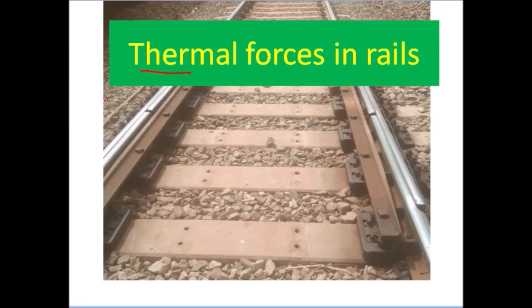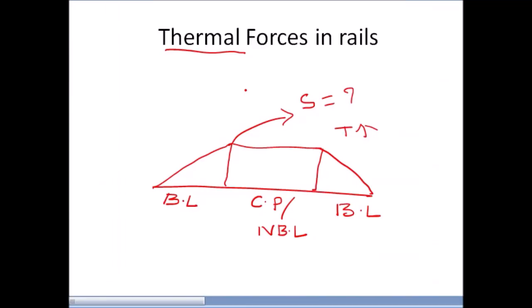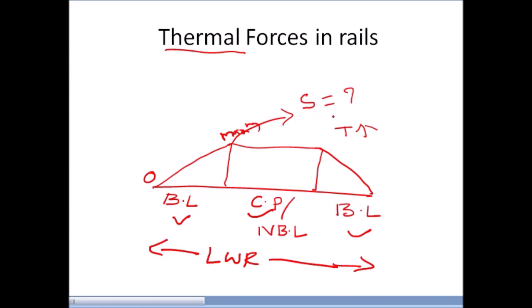Hello friends, today we are going to see the concept of thermal forces developed in rail. In previous videos we have seen LWR, so let us say this is an LWR. LWR was divided into three parts: breathing length portion, central portion or non-breathing length portion, and breathing length portion. We have seen that in the breathing length portion the stress increases from 0 to maximum. In this video we will see how this stress varies.